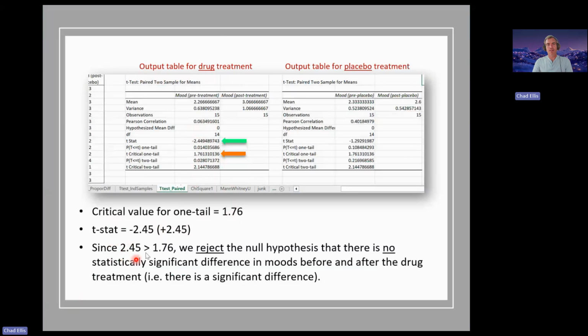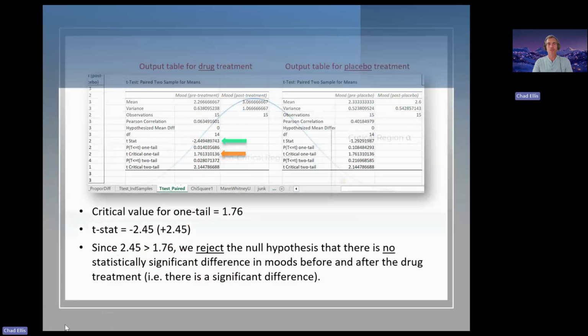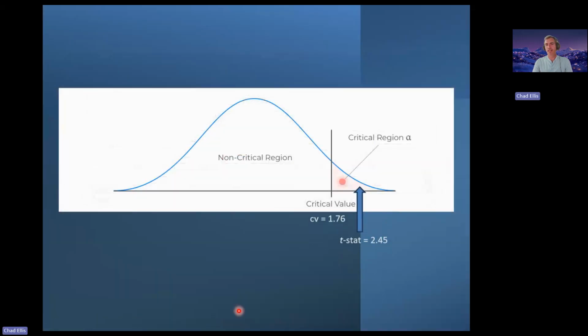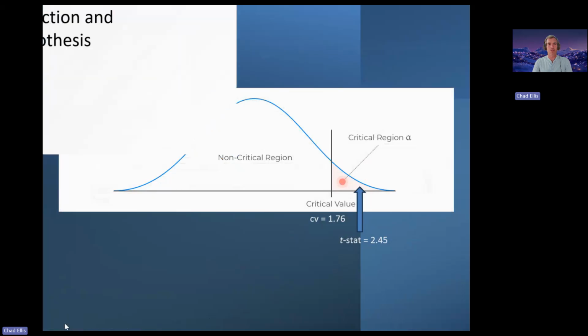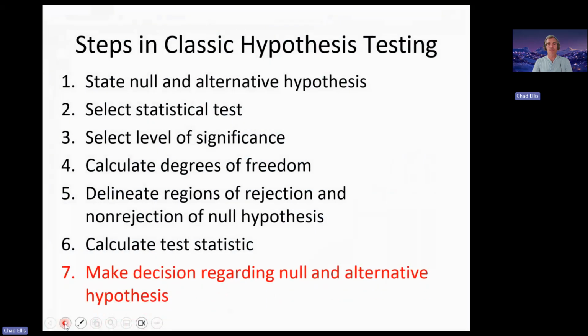And since our t-stat is much greater than our critical value, we're going to reject the null hypothesis that there is no significant difference in mood before and after the drug treatment. And we're going to go with the alternative hypothesis that there is an improvement in mood. So essentially, our t-stat is well within the critical region, well above the critical value. So we're in the zone of rejecting the null hypothesis.